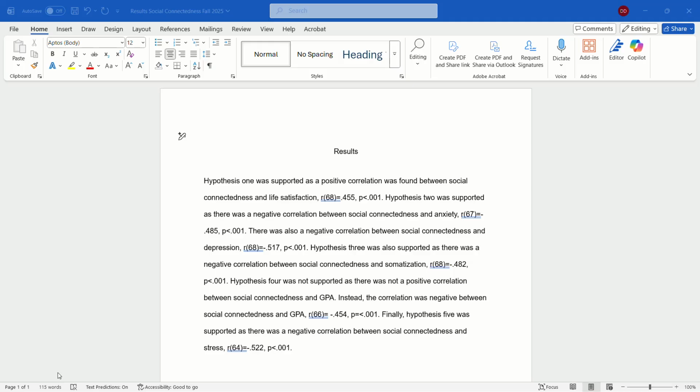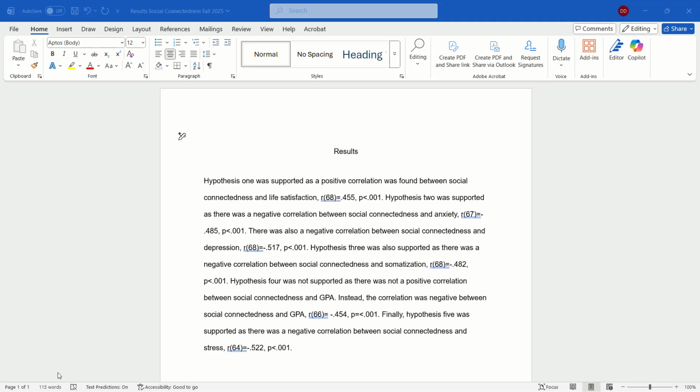All you have to do for the final paper is copy and paste the results into your final paper, just like I've written it right here. So you're just going to copy and paste it. You don't have to change anything, but I'm going to go through the results. We tested 5 hypotheses in our study. If we go back to the introduction, we tested 5 hypotheses, and these are the results of those 5 hypotheses being tested.